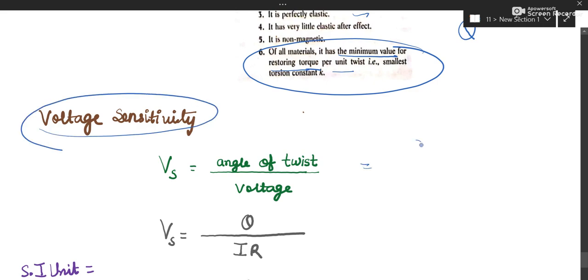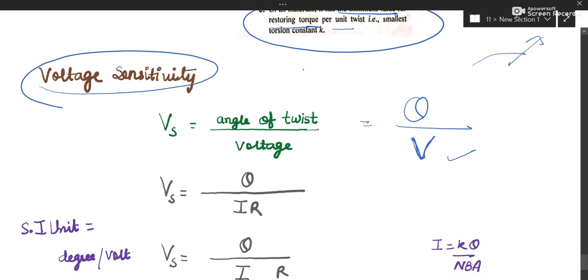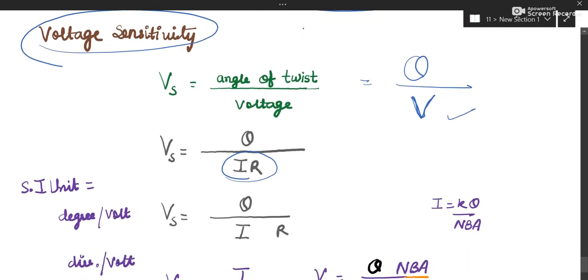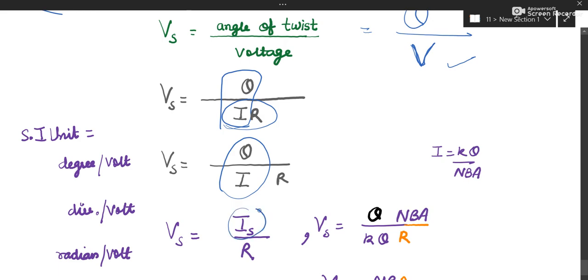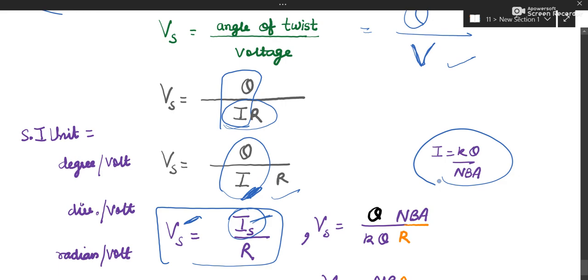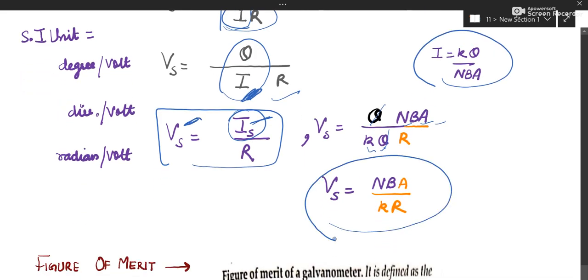Then coming to voltage sensitivity. How much angle you produce, how much your needle moves, how much angle it covers for a given applied voltage, that is voltage sensitivity. Now voltage can be written as IR, and theta by I is current sensitivity. So this is the relation between voltage sensitivity and current sensitivity. Now we can substitute I as k theta by NBA. Theta cancels. So this is the formula of voltage sensitivity.